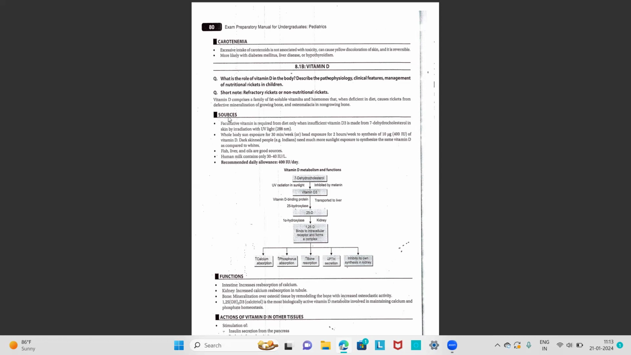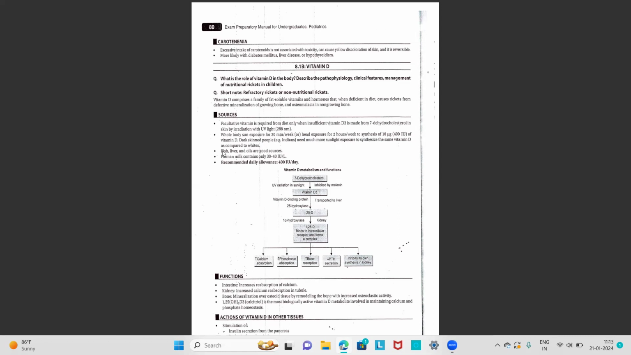Regarding the sources of vitamin D, it is a facultative vitamin, required from the diet only when insufficient. Vitamin D3 is made from 7-dehydrocholesterol in the skin by irradiation with UV light. Whole body sun exposure for 30 minutes per week, or head exposure for 2 hours per week, synthesizes 10 micrograms of vitamin D. Dark-skinned people need much more sunlight exposure to synthesize the same vitamin D as compared to whites.